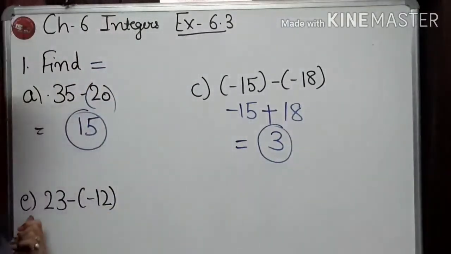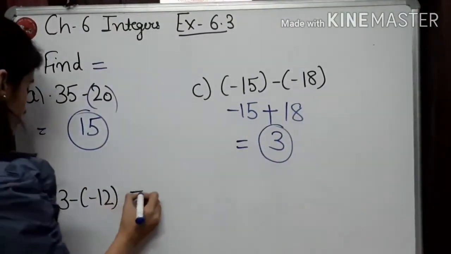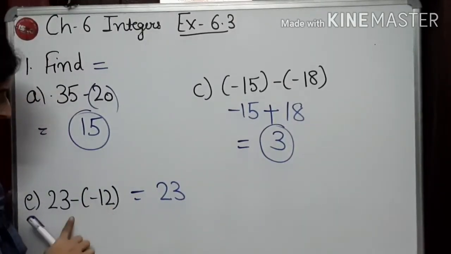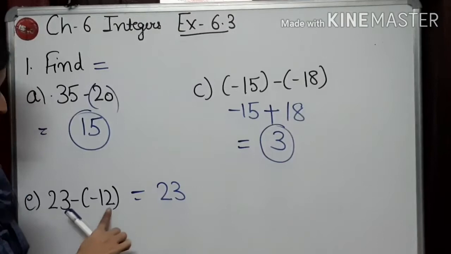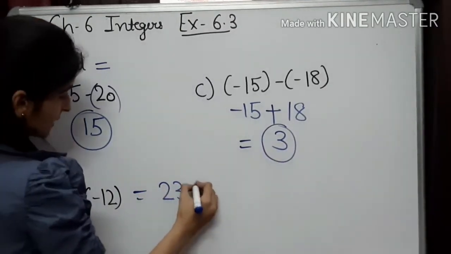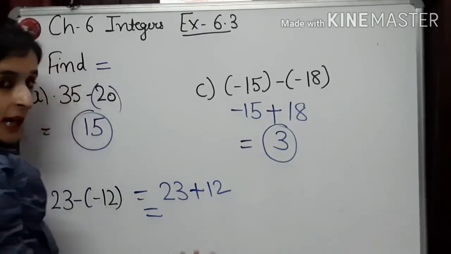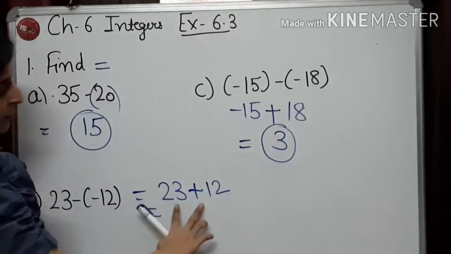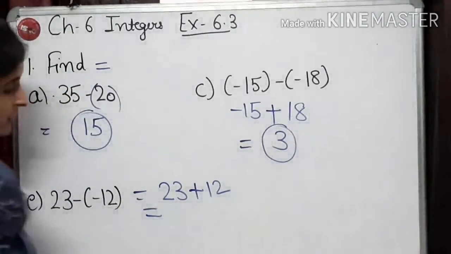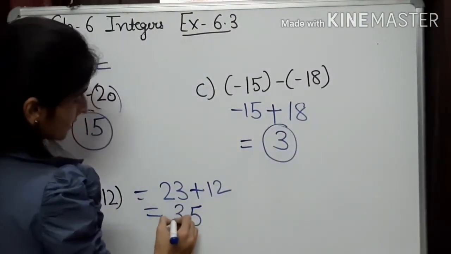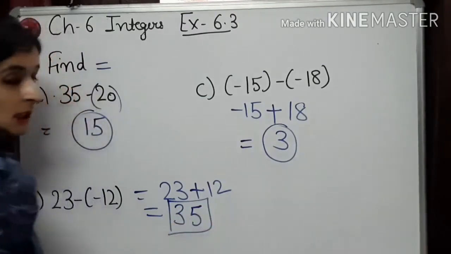Then we have E part. So 23. Again we have negative sign outside the bracket, so this sign will be changed. 23 plus 12. So now we have to add these two numbers because we have both the integers with positive sign. So 3 plus 2 is 5, 2 plus 1 is 3. So the answer is 35.